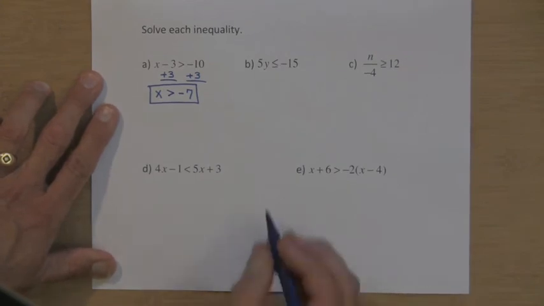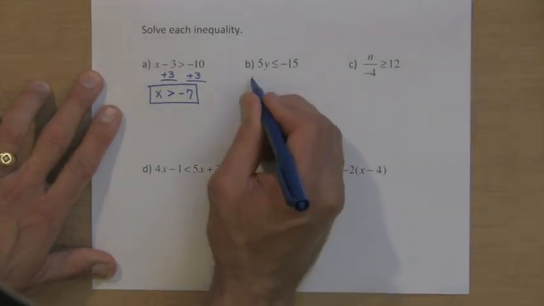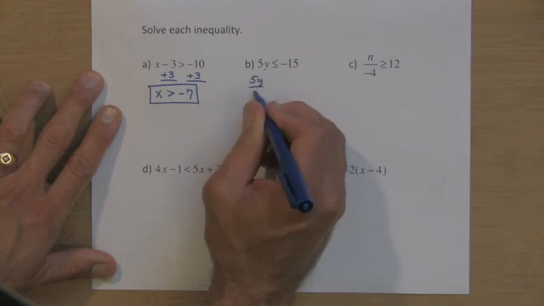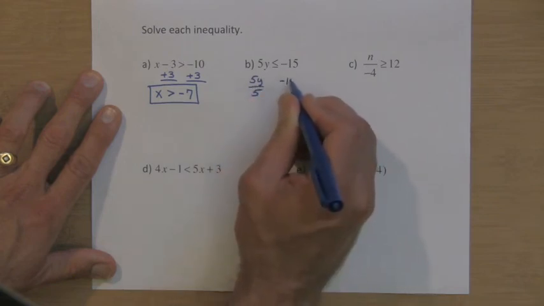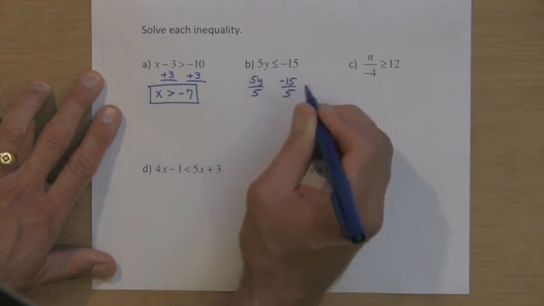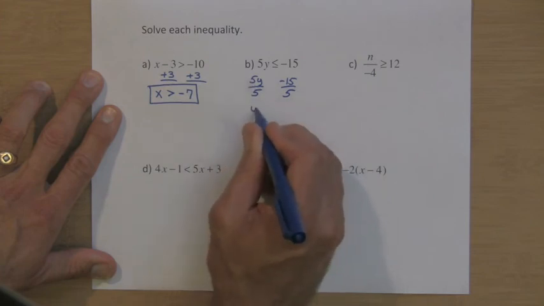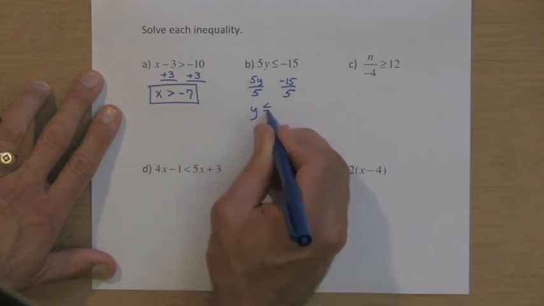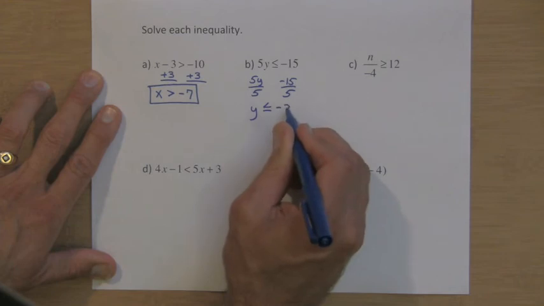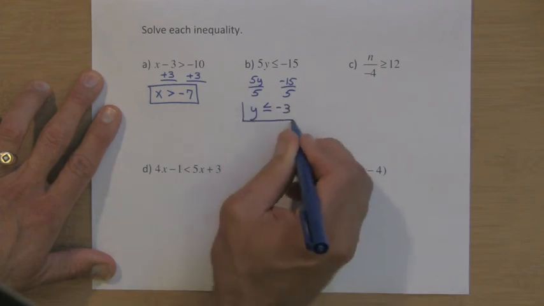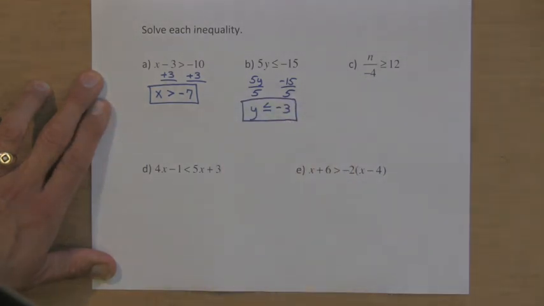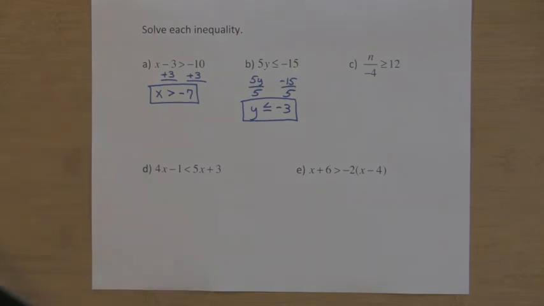For letter B, to get y by itself, I have 5 times it, so I'll divide both sides of the inequality by 5. Dividing by 5 does not require a sign change, so 5 and 5 simplify, leaving just y. It stays as less than or equal to, and negative 15 divided by 5 is negative 3. There's my solution. Y is less than or equal to -3.